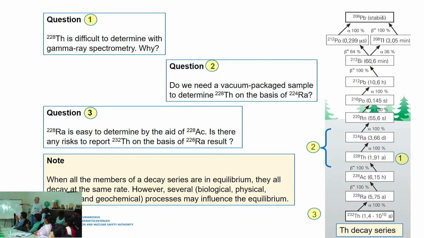But the problem is that, okay, we can determine activity of this radium on the basis of this, but this is difficult to determine, this one, because the emission energy is around 64 kilo electron volt, and the emission yield is very, very small. But can we assume that there is equilibrium between these three cases?